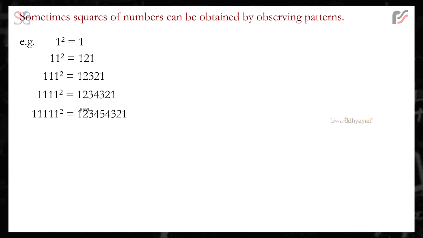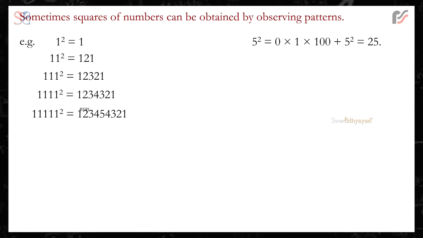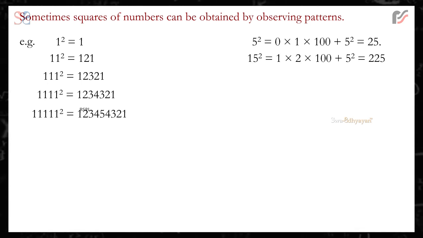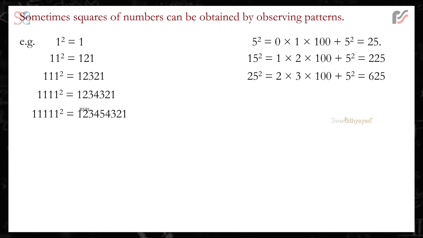11,111 square is equal to 12,34,54,321. 5 square is equal to 0 into 1 into 100 plus 5 square, which is equal to 25. 15 square is equal to 1 into 2 into 100 plus 5 square, which is equal to 225. 25 square, which is equal to 2 into 3 into 100 plus 5 square is equal to 625.